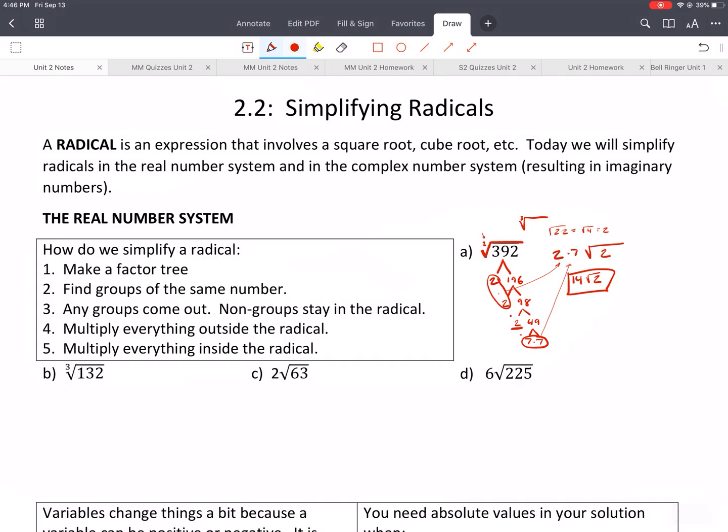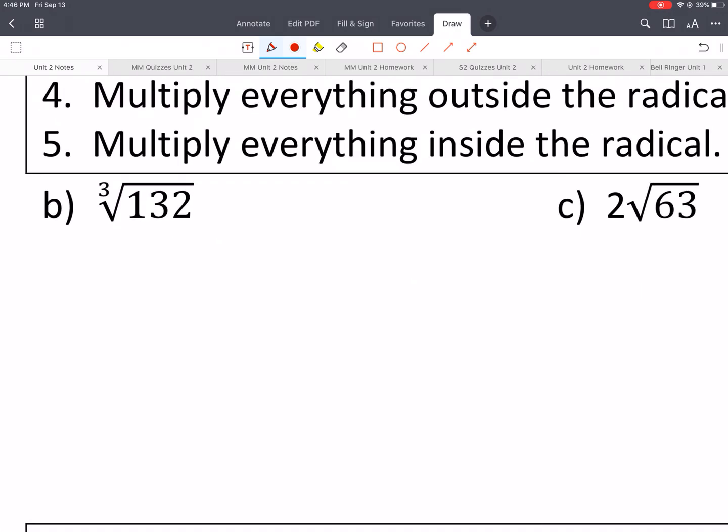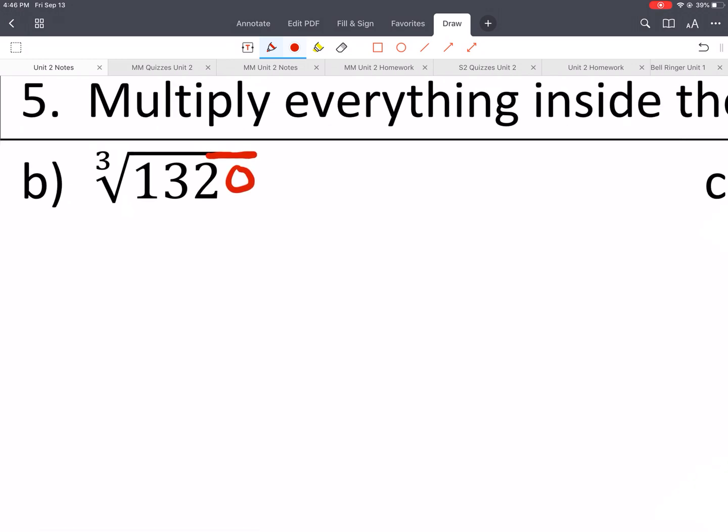My understanding is that you've done this before, so a lot of this is just review. I think maybe it was in 8th grade. For this example, we're going to put a 0 on the end. Otherwise you can't simplify it, you just stop. So we're going to put a 0 there.